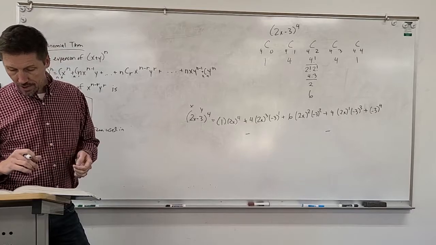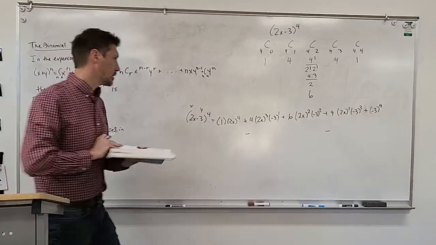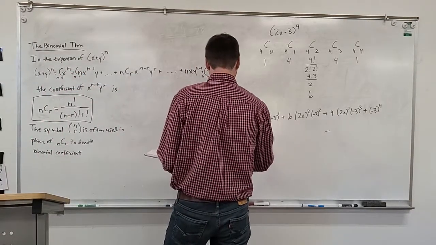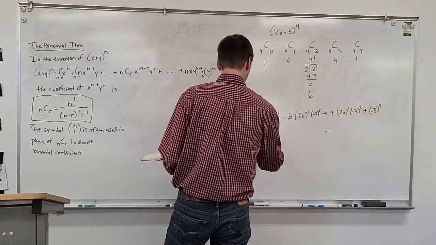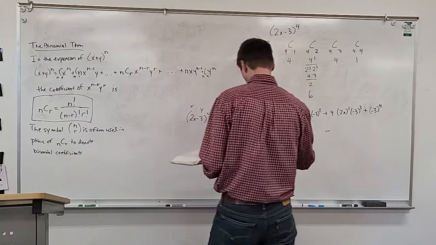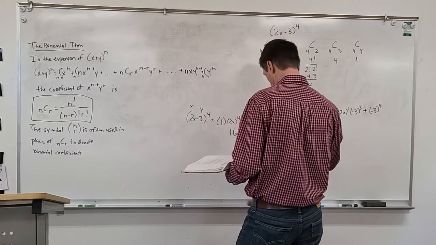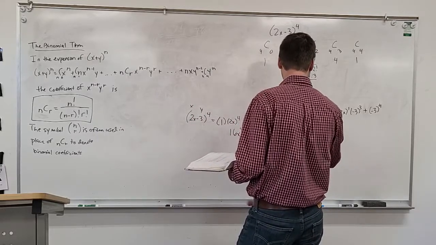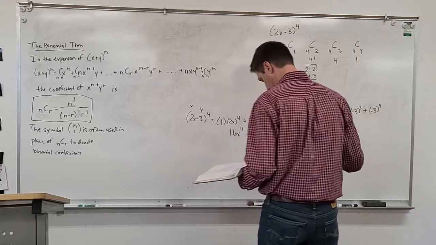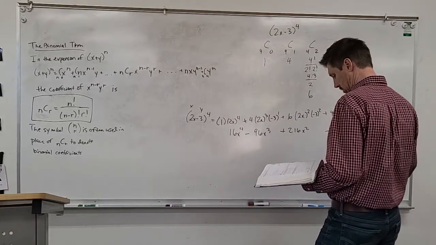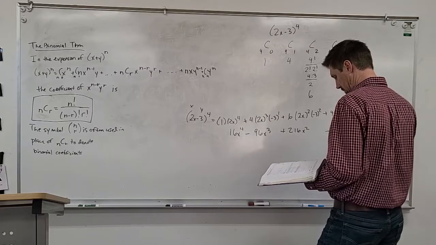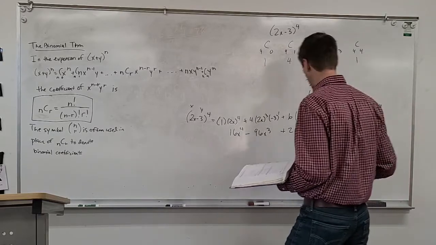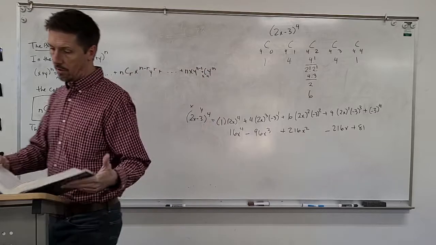So if you did the math on all this, you'd come up with 16x to the fourth minus 96x cubed plus 216x squared minus 216x plus 81. So that would be the final answer.